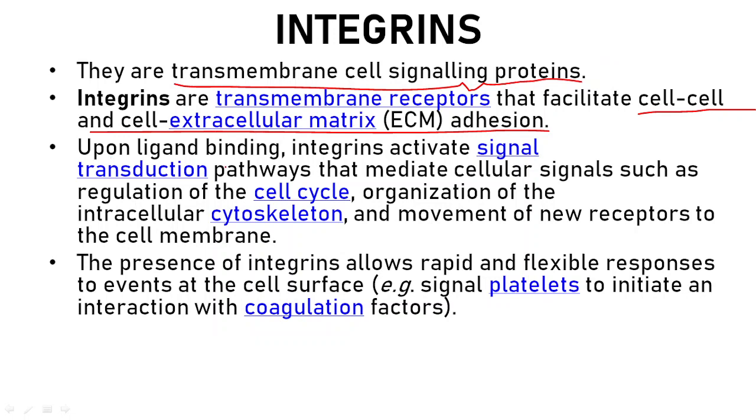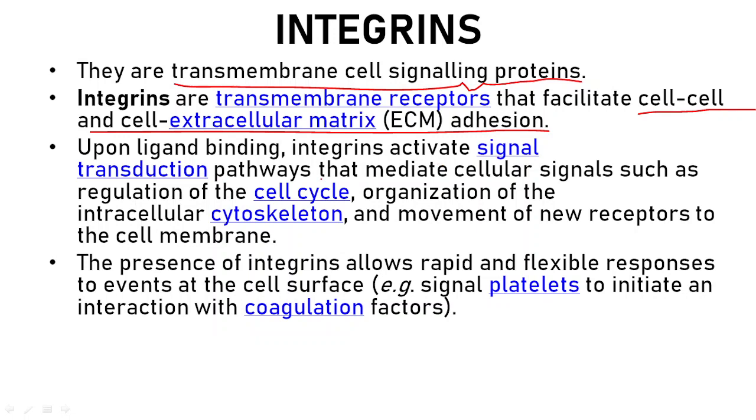Upon ligand binding, the transmembrane receptor provides the adhesion between cell to cell and cell to extracellular matrix. Upon ligand binding, integrins activate signal transduction. The integrins are the center for signal transduction between the cell and outside and between cells.